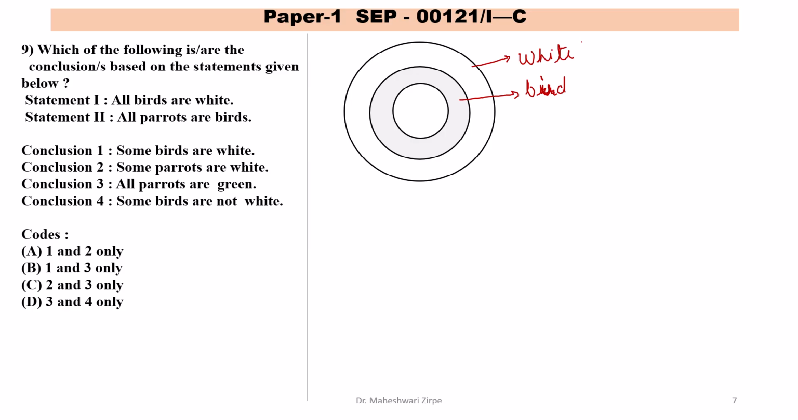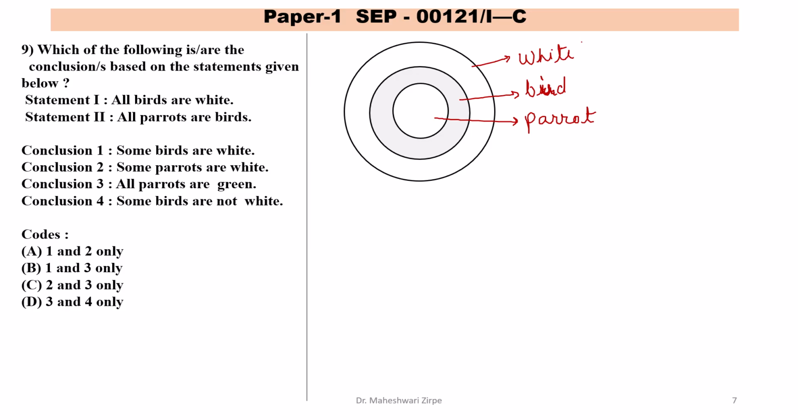The next statement, what they are saying, all parrots are birds. So this inner circle will tell you about the parrots, because they are saying all parrots are birds. If the inner circle indicates parrot, because it is a bird, it will be inside the birds. So this is how you can represent whatever statement they have given by a Venn diagram.